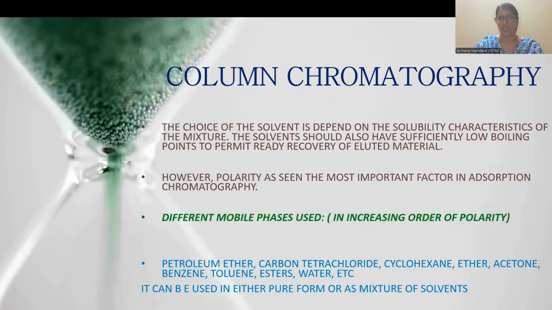How do we select the mobile phase based on polarity? Always select the solvents in increasing order of polarity. Some examples are ether, carbon tetrachloride, cyclohexane, etc. We can use them in a mixture or as an individual solvent.